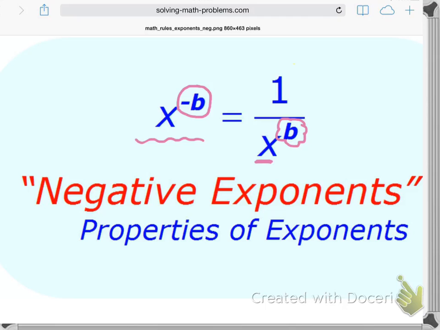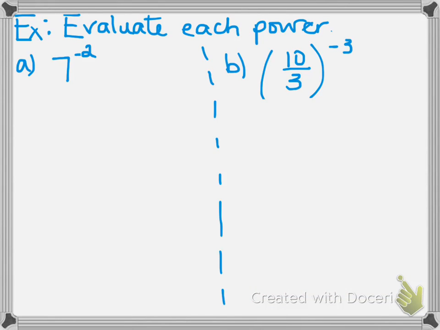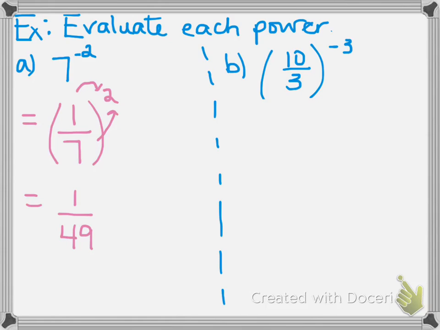So x to the negative b equals the reciprocal of x, which is 1 over x, and then my negative exponent would become positive. So if we look at a couple of examples, our first example says evaluate each power. So in A, we have 7 to the negative 2, and if I evaluate that, the reciprocal of 7 is 1 over 7, and our negative 2 then becomes a positive 2. So in order to evaluate that, I want to know what is 1 squared. So 1 times 1 is 1. And now what is 7 squared? Well, 7 times 7 is 49. So my answer is 1 over 49.